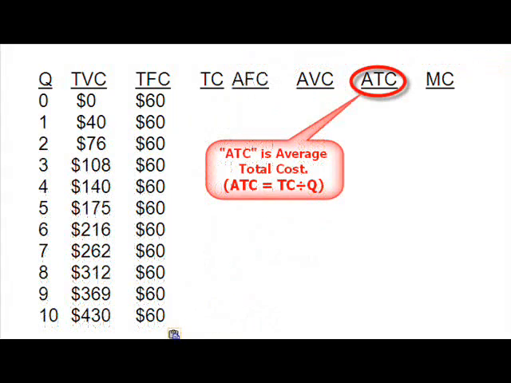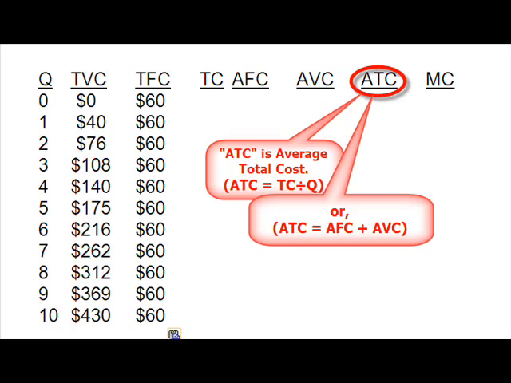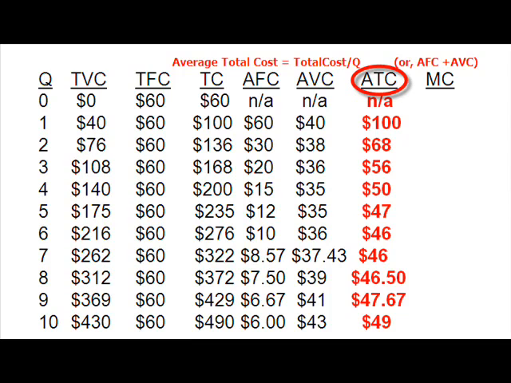ATC is the average total cost, or the entire cost of producing a unit. ATC can actually be calculated 2 ways, either by taking the total cost of production and dividing by the number of units, or by taking the fixed cost per unit and the variable cost per unit and adding them together.